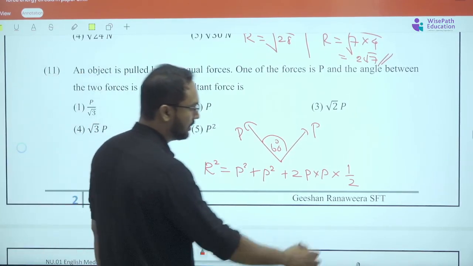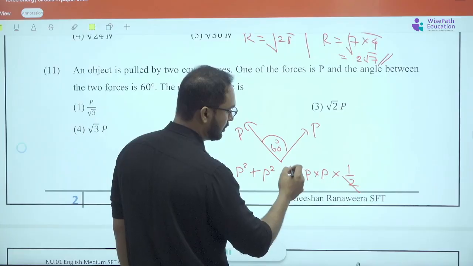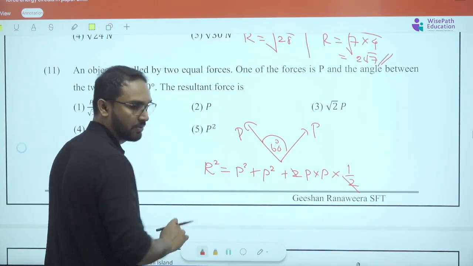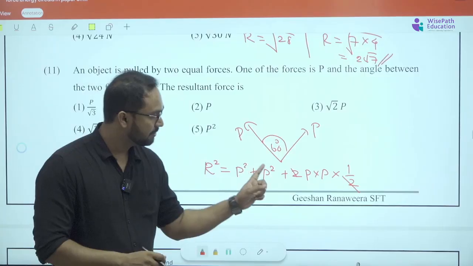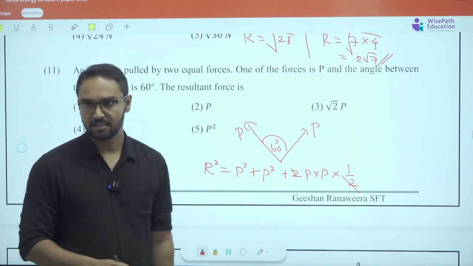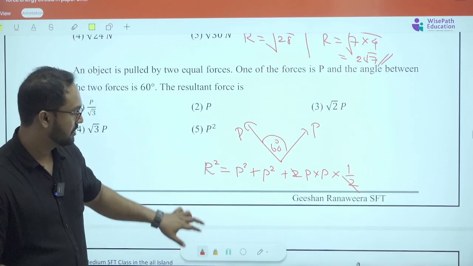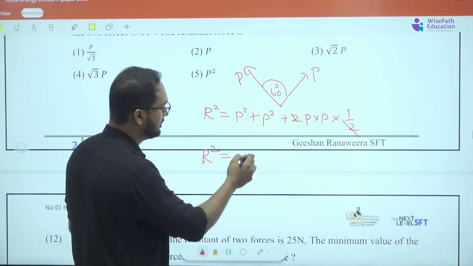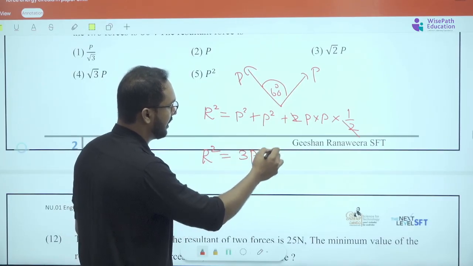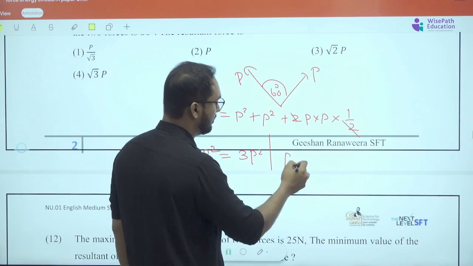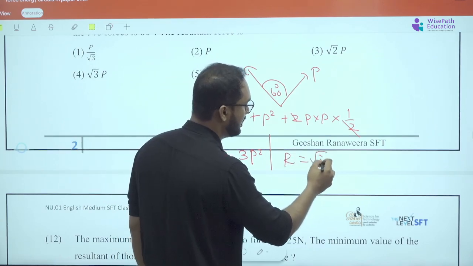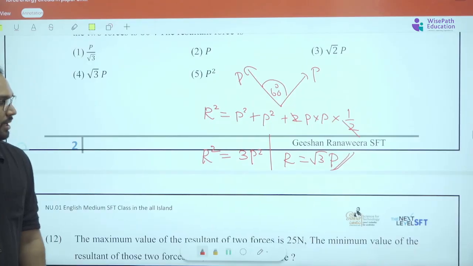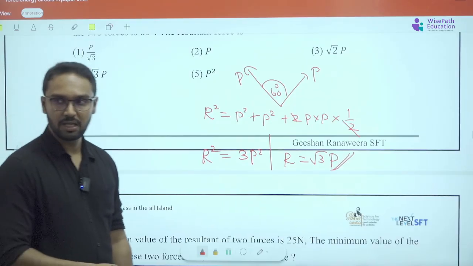So now here the 2 and the half cancel out. That is 3 times P square, isn't it? P square plus P square plus P square. That is 3 times P square. So R square equals 3 times P square, and R should be equal to root 3 P, isn't it? R should be equal to root 3 P.